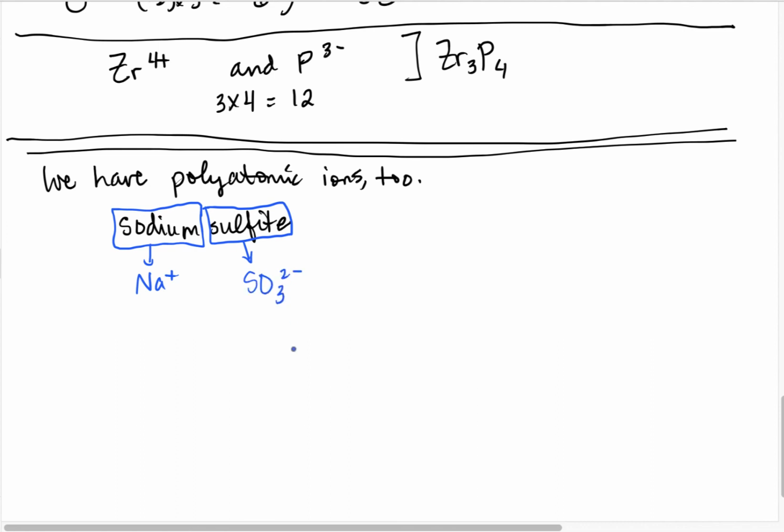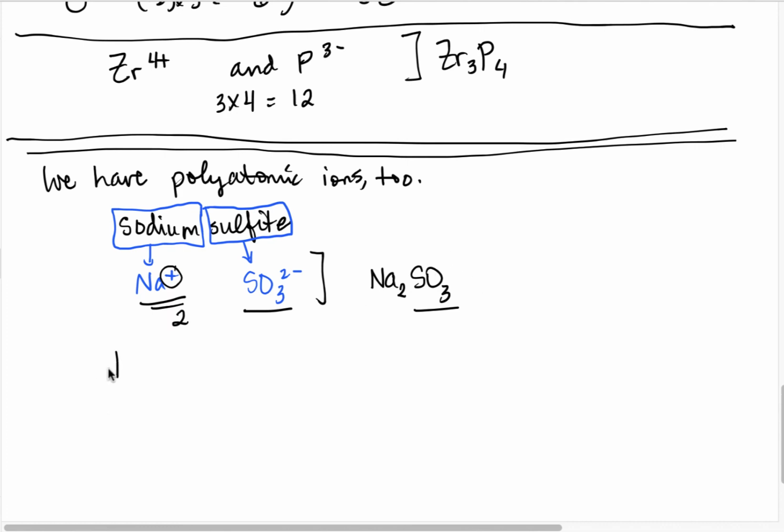SO3 2-. Okay, so in order to make my compound neutral, I'm going to have 2 of my sodiums because they are +1 each, and I'm going to have 1 sulfite. Oops, sorry, we don't write the ion charge when we have written the compound. Now, this is a polyatomic ion, so the whole polyatomic ion gets written in. But what about if we have a situation where we have more than one polyatomic ion?